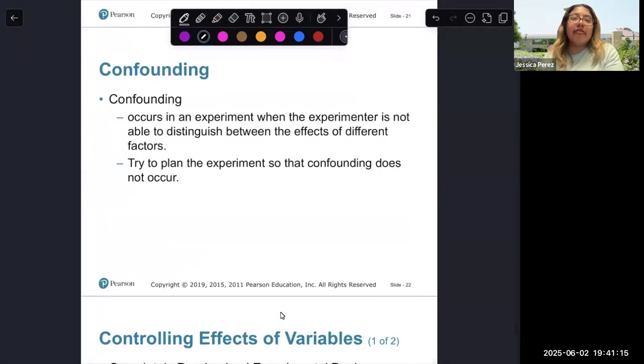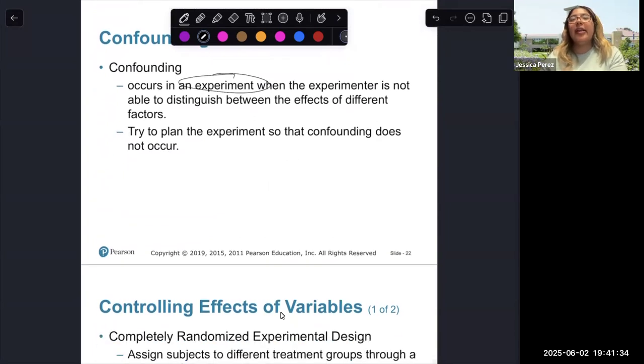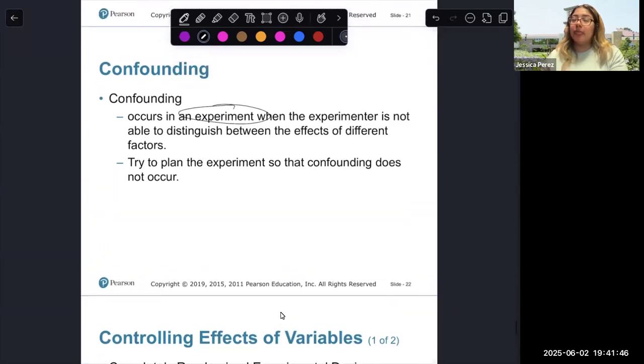And then we have confounding, which occurs in an experiment where the experimenter is not able to distinguish between the effects of different factors. That's when you, the person doing the experiment, are not able to differentiate the effects of different factors. So you try to plan experiments so that confounding does not occur. You want to be very explicit. You want to know what you are actually going to be experimenting, what treatment you're going to give, so then you can prevent confounding.